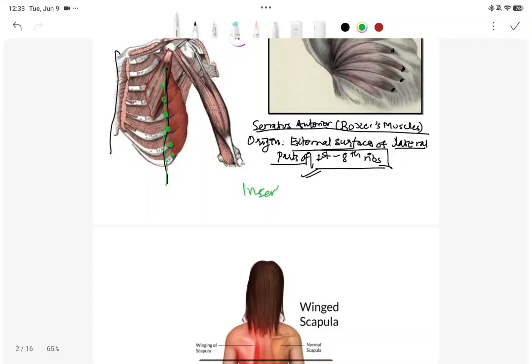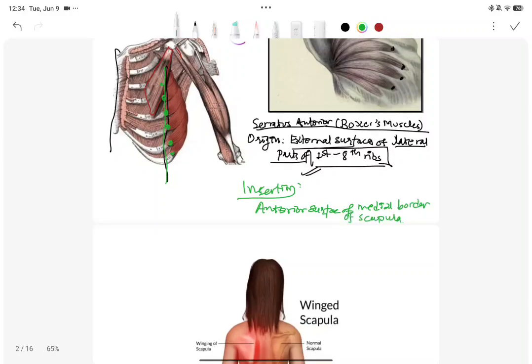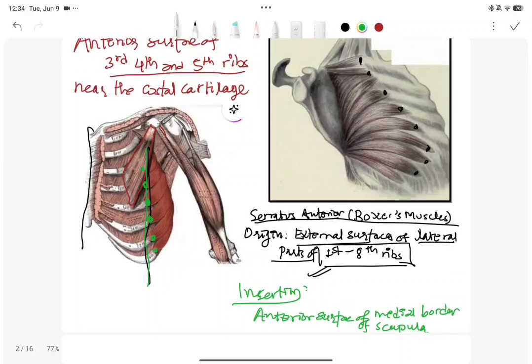So the insertion of the serratus anterior is in the anterior surface of the medial border of the scapula. So the anterior surface and medial border. This is the medial border, there is the insertion of the serratus anterior.